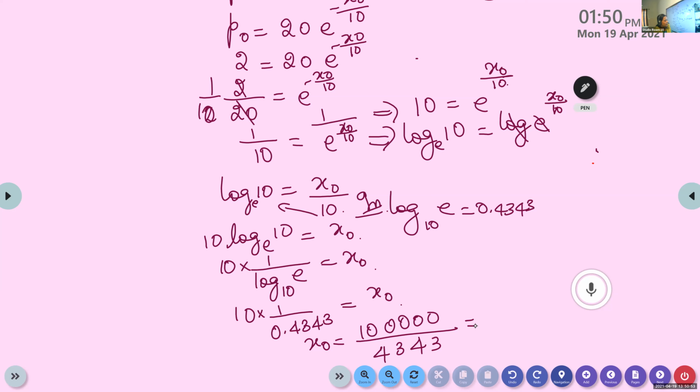This answer is 1 lakh divided by 4343. Shamlin? Ma'am, 23 point. 23 point. Is it 03? After decimal, you take 2 places. Minimum 2 places you take. Here we will not be getting a full number.